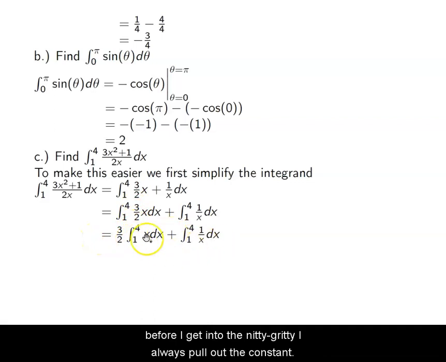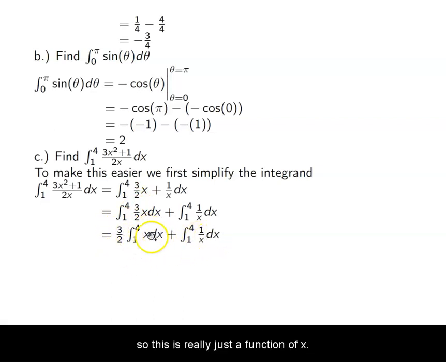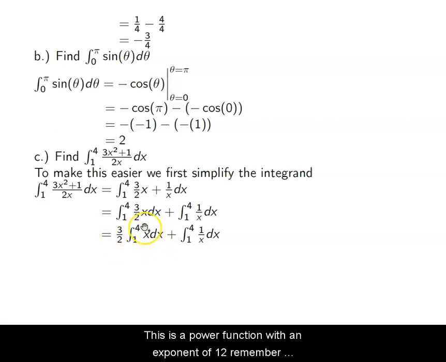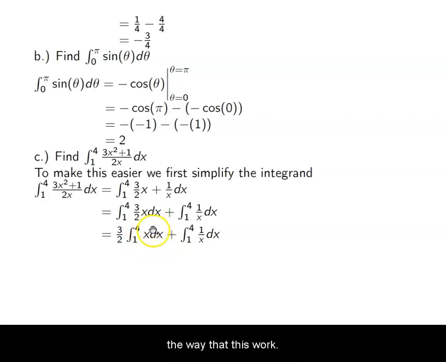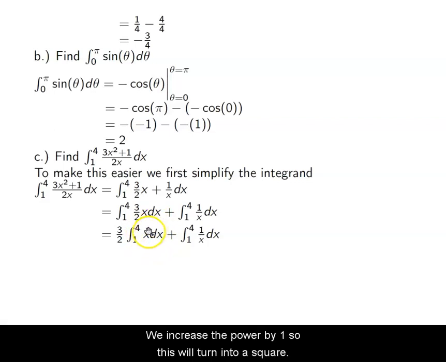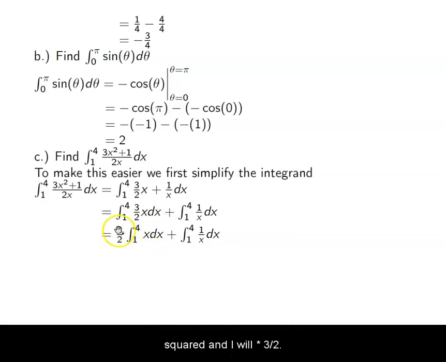So before I get into the nitty gritty, I always pull out the constants because it throws me off. I like to just focus on what's going on inside the integral. So this is really just a function of x, and then whatever I do here, I'll end up multiplying by 3/2. So if we focus on the first one, this is a power function with an exponent of 1. So remember the way that this works, we increase the power by 1, so this will turn into x squared. And for that new higher power, we multiply our function by its reciprocal. So this will turn into 1/2 x squared, and I will multiply it by 3/2.